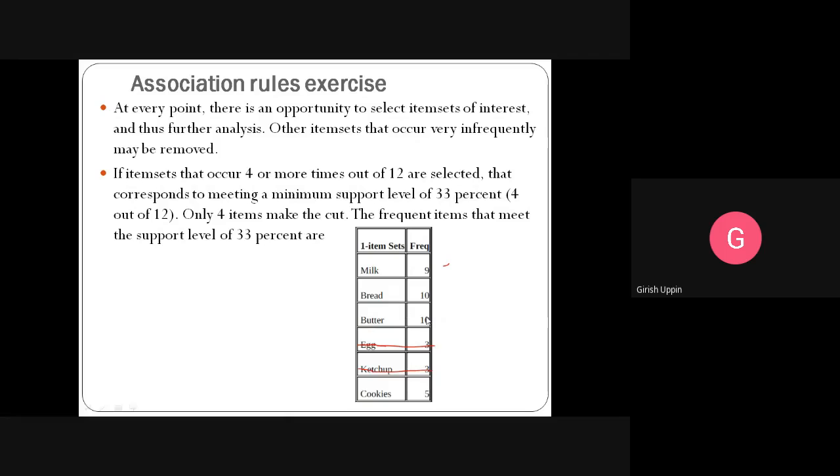In this particular example, you can see we have egg only bought 3 times. What would be the support for this? 3 by 12. So that is less than 33%. Similarly, ketchup. We are going to select only 4 items: milk, bread, butter, and cookies.